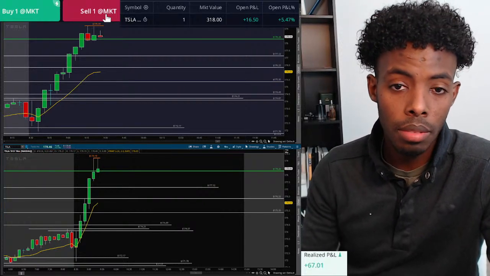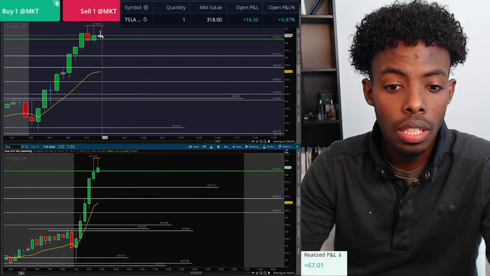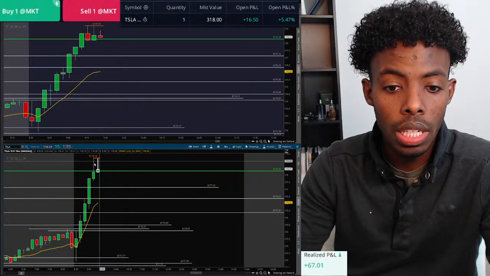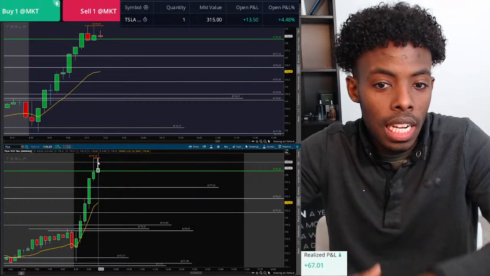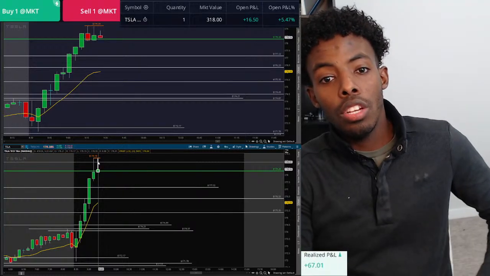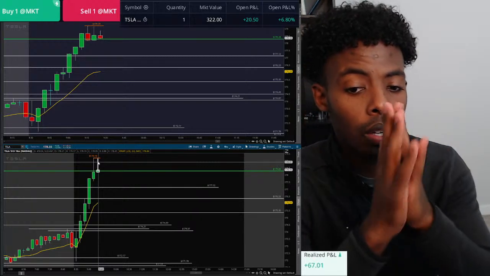Glad that we got the wick here. We're holding a wick. Sellers are pushing it down. They're saying not yet. They're saying no, you're not going outside of here. This is our territory. So we'll see what happens here.